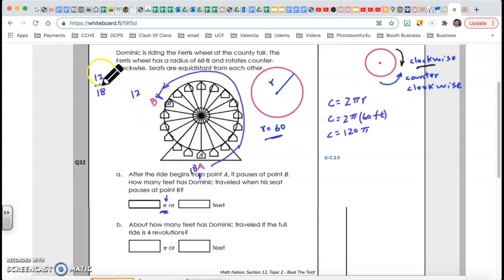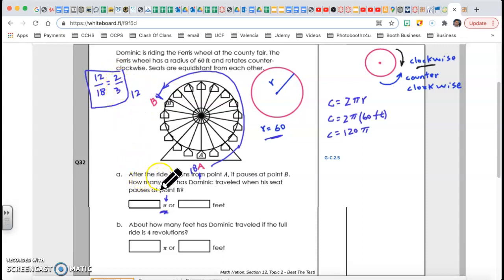If I reduce this fraction, I can divide this by 6. 12 divided by 6 is going to give me 2, and 18 divided by 6 is going to give me 3. So he went 2/3 of the whole way. All right, he went 2/3 of the whole way. The whole way is my circumference, and my circumference is 120 pi. But from point A to point B, he did 2/3.